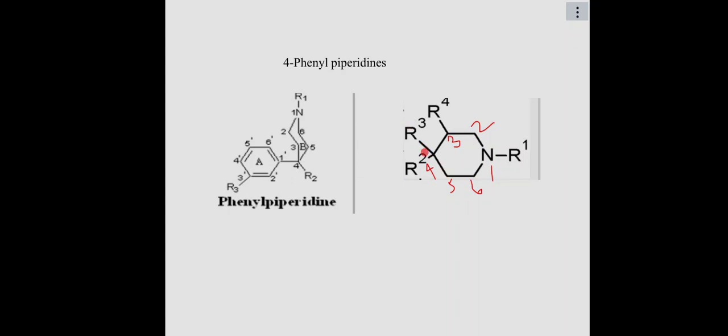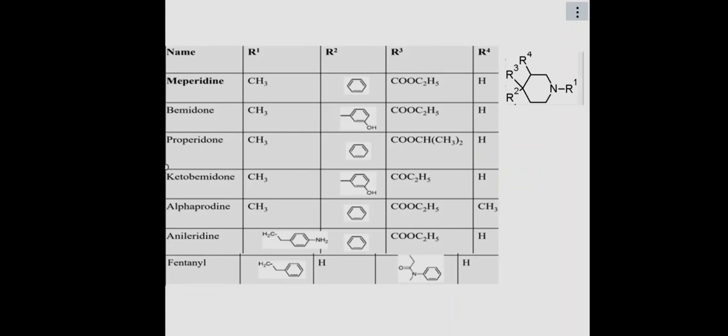One of those substituents will always be a phenyl ring. So that is a general structure, quite simple. And you can see we are now talking about two rings from five rings. And in this category is where we get drugs like meperidine. Meperidine is the same as pethidine. So that is our general structure.